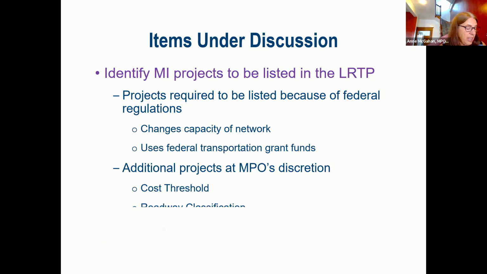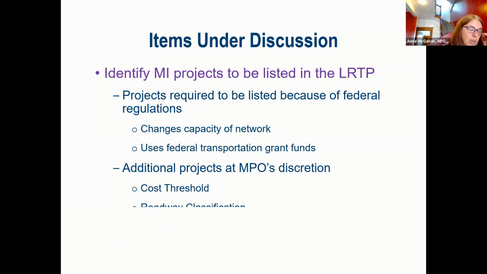And then finally, these are the items that are still under consideration by the MPO. First, to identify the major infrastructure projects that should be listed in the LRTP. And this includes those projects that are required by federal regulation that must be listed. As I said, the blue, including projects that change the capacity of the network that are shown on the table in blue, and then projects that use federal transportation discretionary grant funds, which was included in category 3.